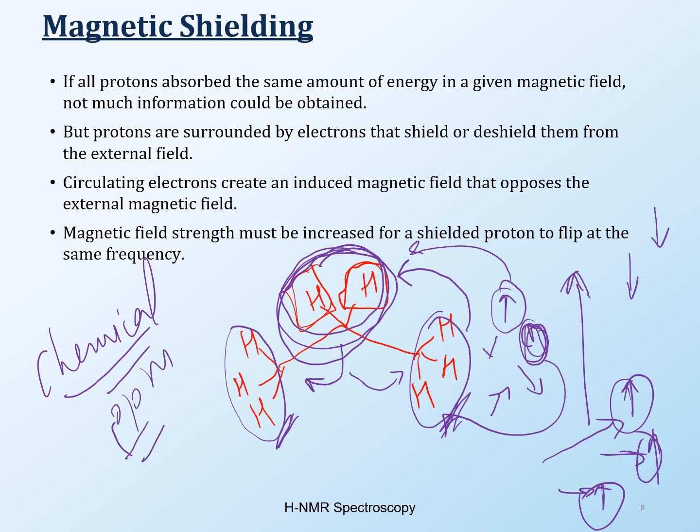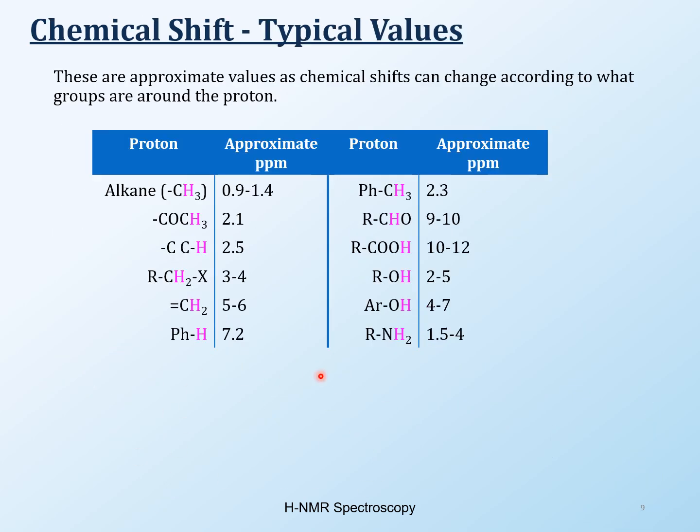So there's going to be that kind of protection, as you can say. These two are shielded by all of these electron densities. How much electron density is around a proton will also affect where it shows up. And that's the whole fun of doing NMR, because you get all of these different kinds of data from molecules. So here are some chemical shift values that you have.